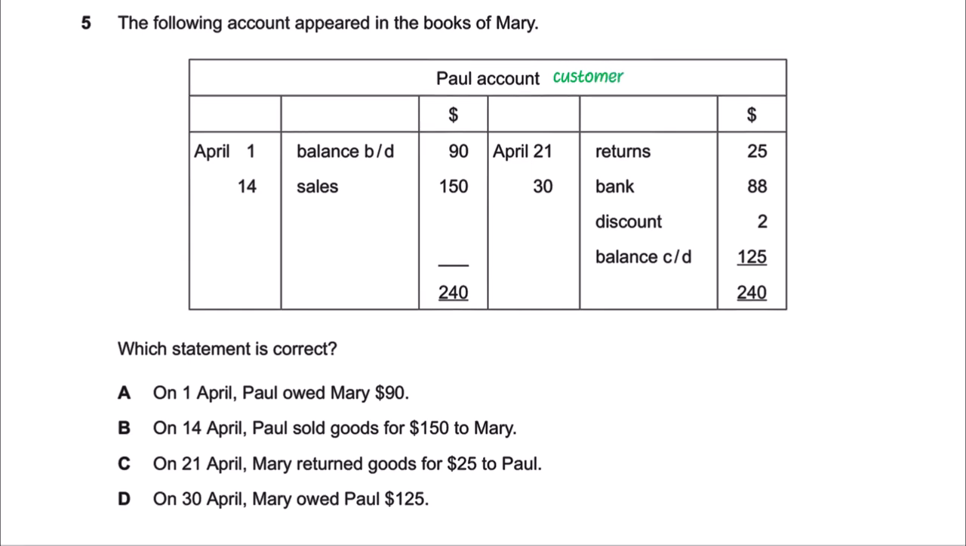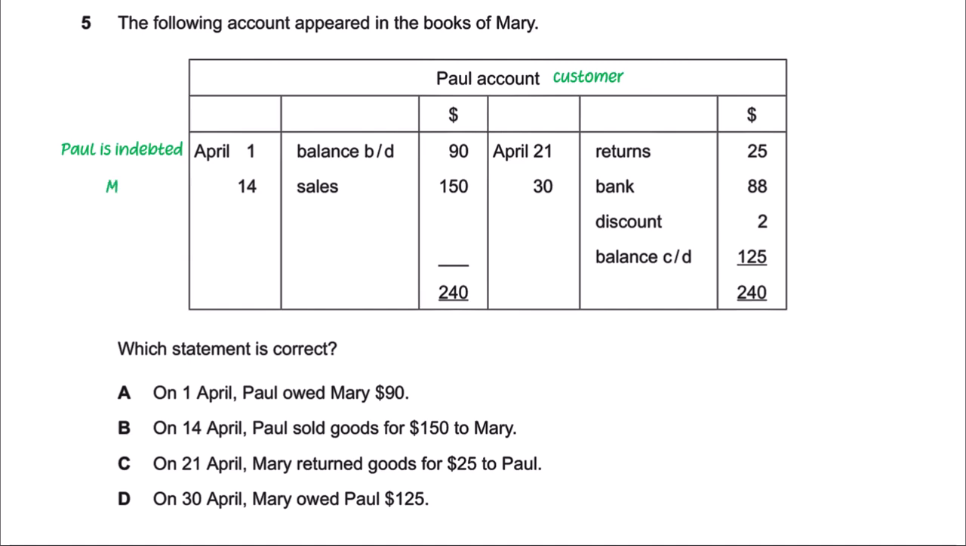Therefore, an increase on its debit side means our receivables will increase, and entries on its credit side will show that this receivable is decreasing. So the $90 balance BD on April 1 shows that Mary has to receive $90 from Paul. So Paul is indebted to Mary.